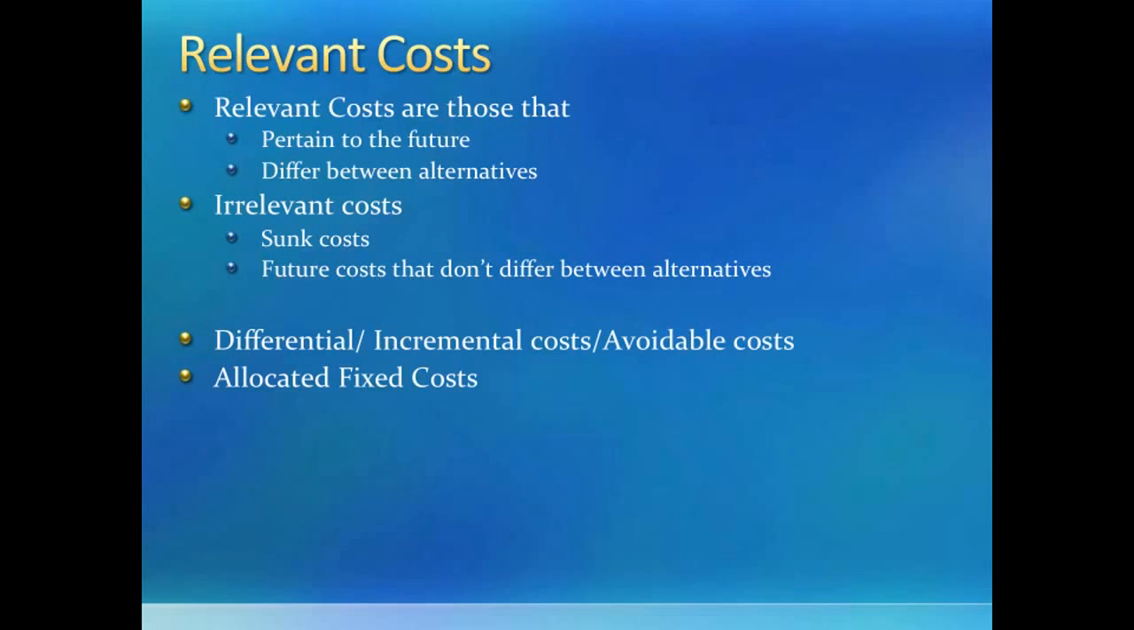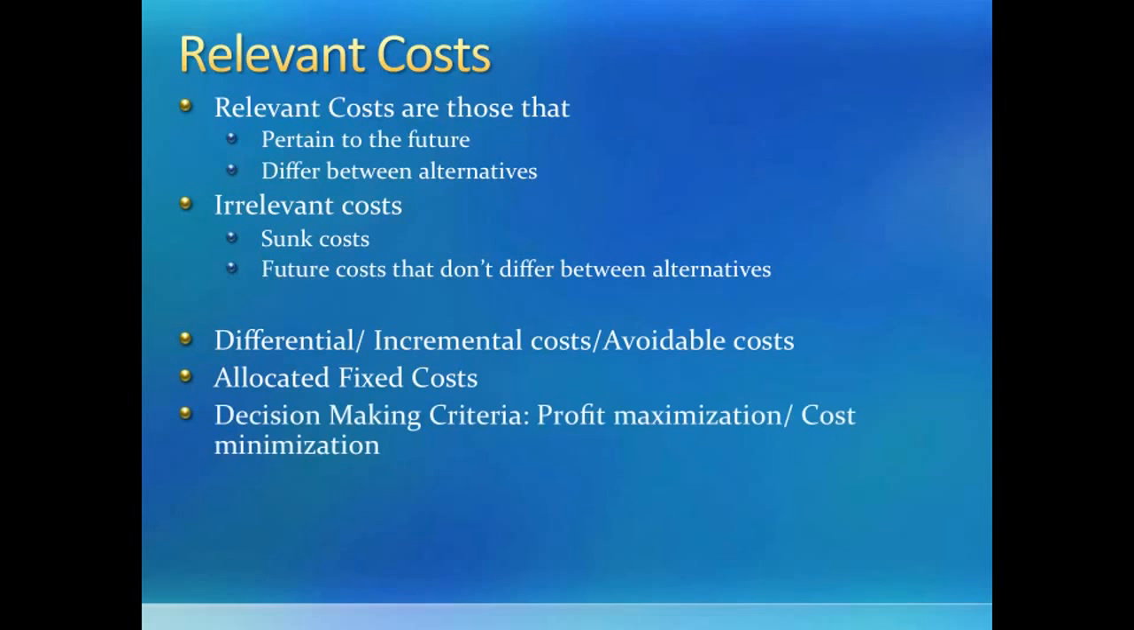Since allocated fixed costs have to be borne whether you keep or drop the branch office, they are unavoidable costs and are therefore irrelevant. Please note that decision making in a business sense should have one of the two criteria, either profit maximization or cost minimization. That is, choose an alternative that either increases company's income or, if not, at least reduces company's cost.